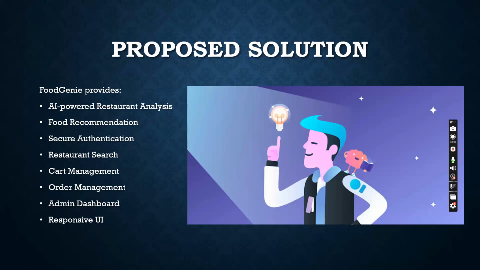The application includes secure user authentication. Another important feature is restaurant search. Users can easily search for their best restaurants, and whatever restaurant they often order from, they can easily search on the search bar, which provides them the convenience of selecting their favorite dishes and favorite restaurants easily.